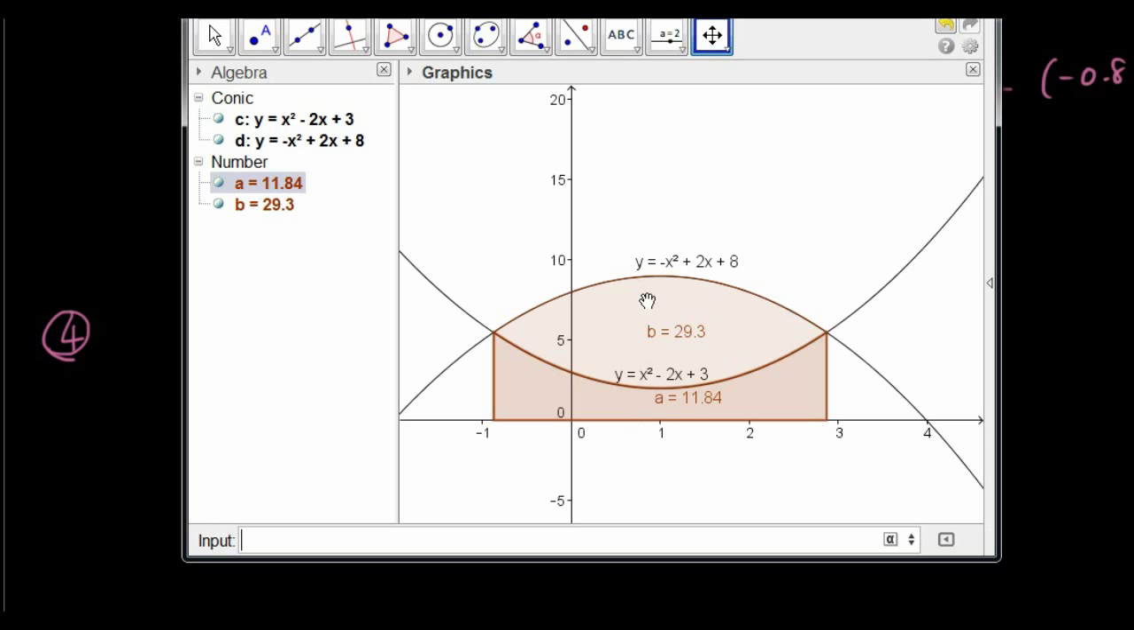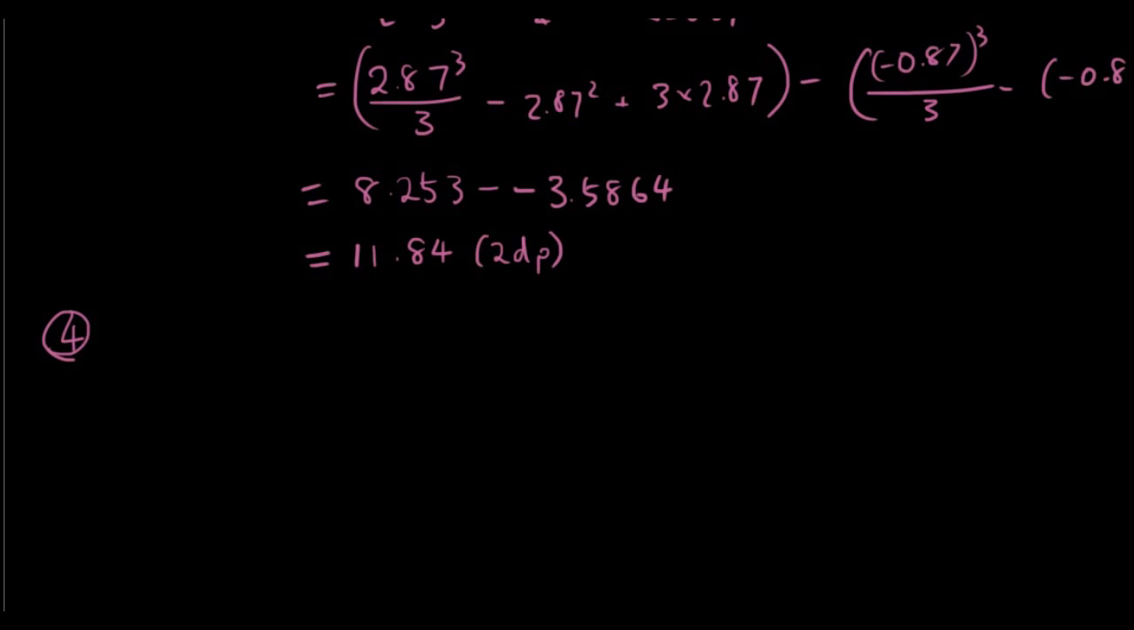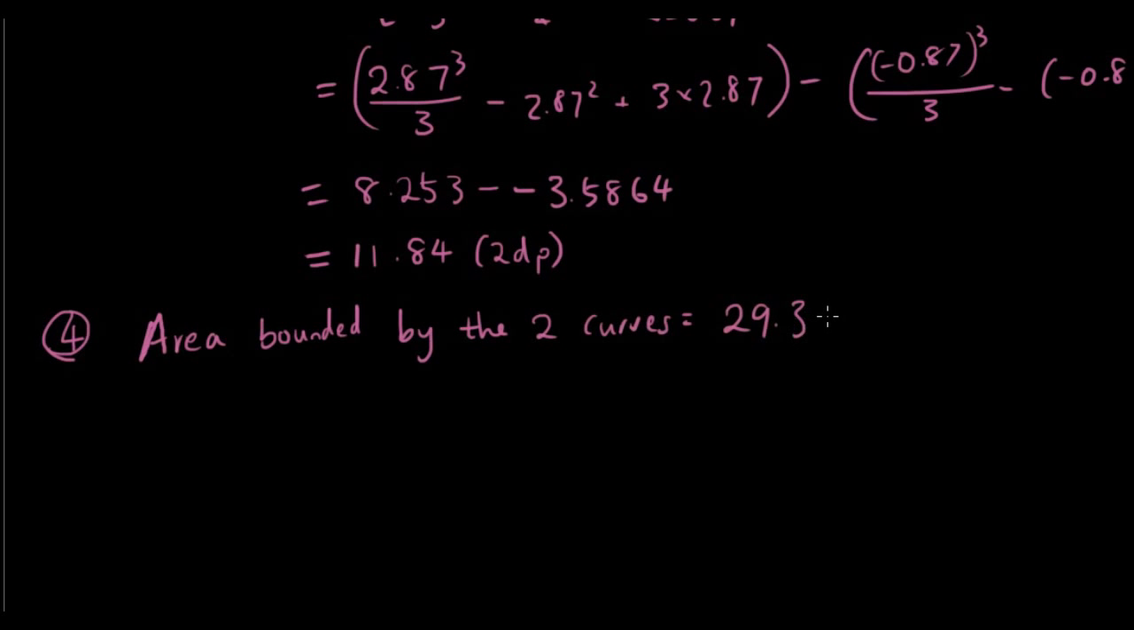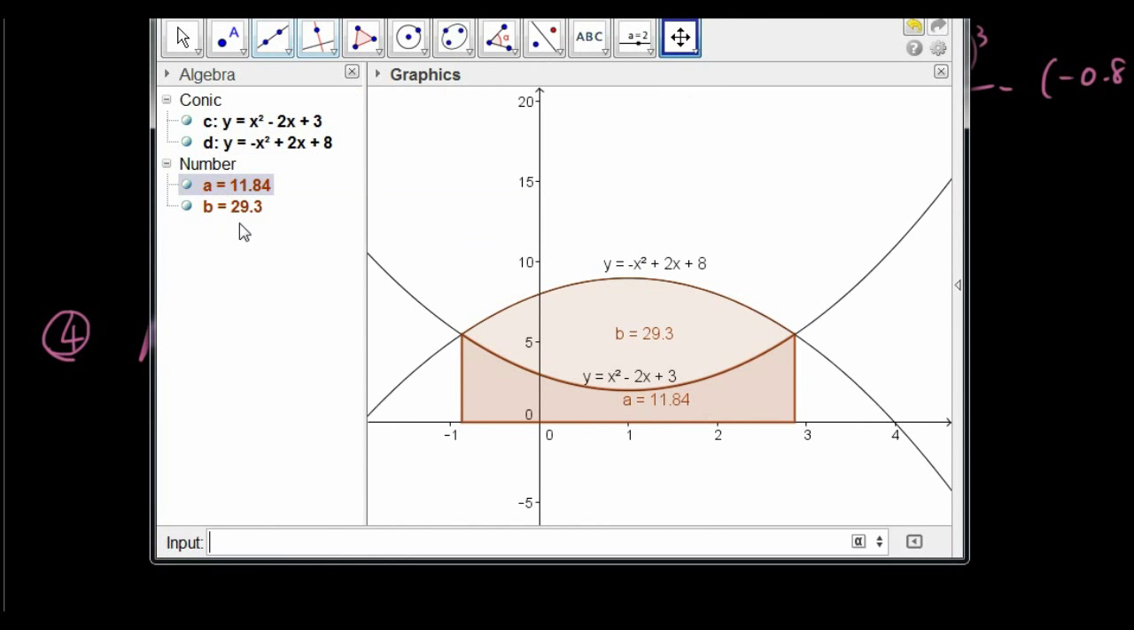So it's 29.3 minus 11.84. So the area bound by the two curves equals 29.3 take 11.84, and the answer is 17.46 units squared. Now let's check it with GeoGebra as well, just to see whether it's really 17.46.